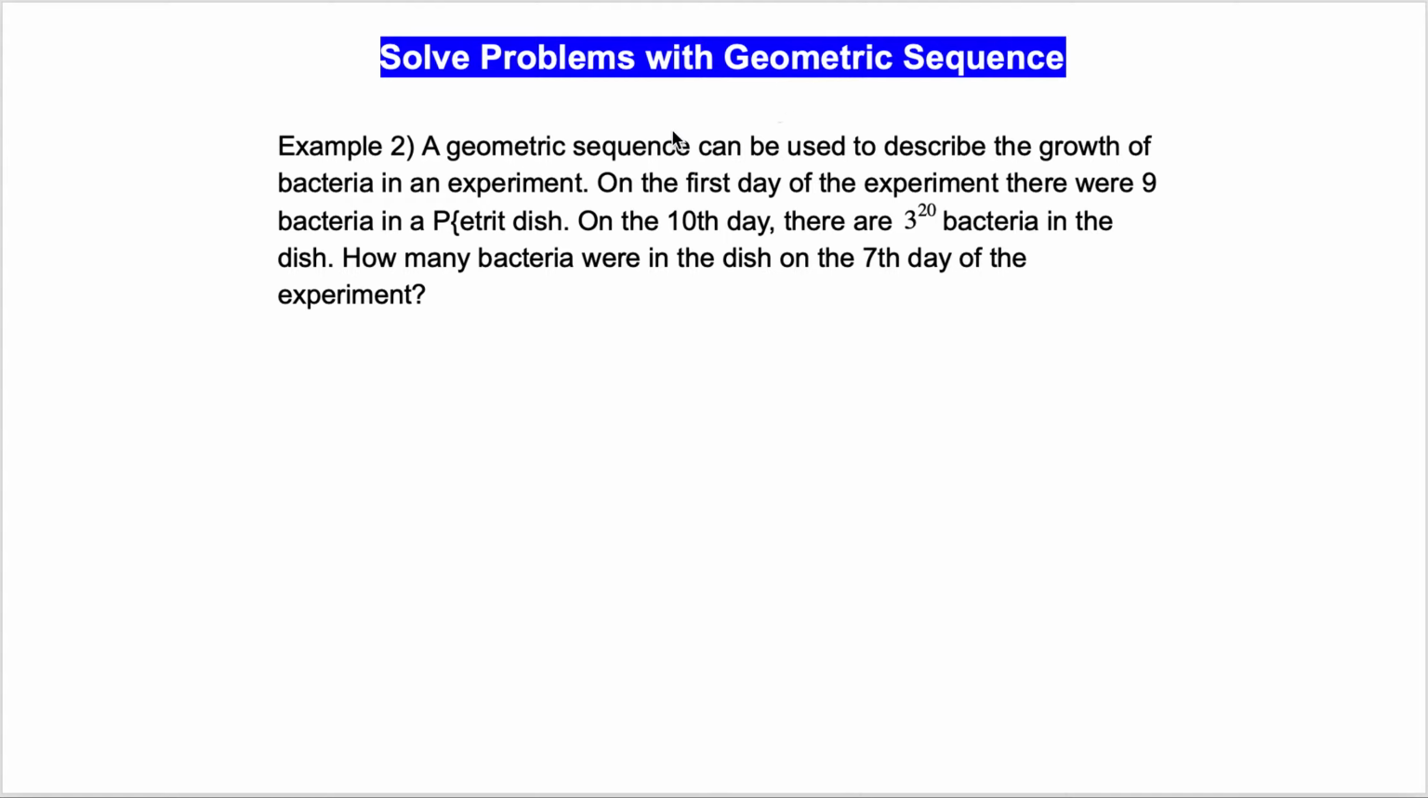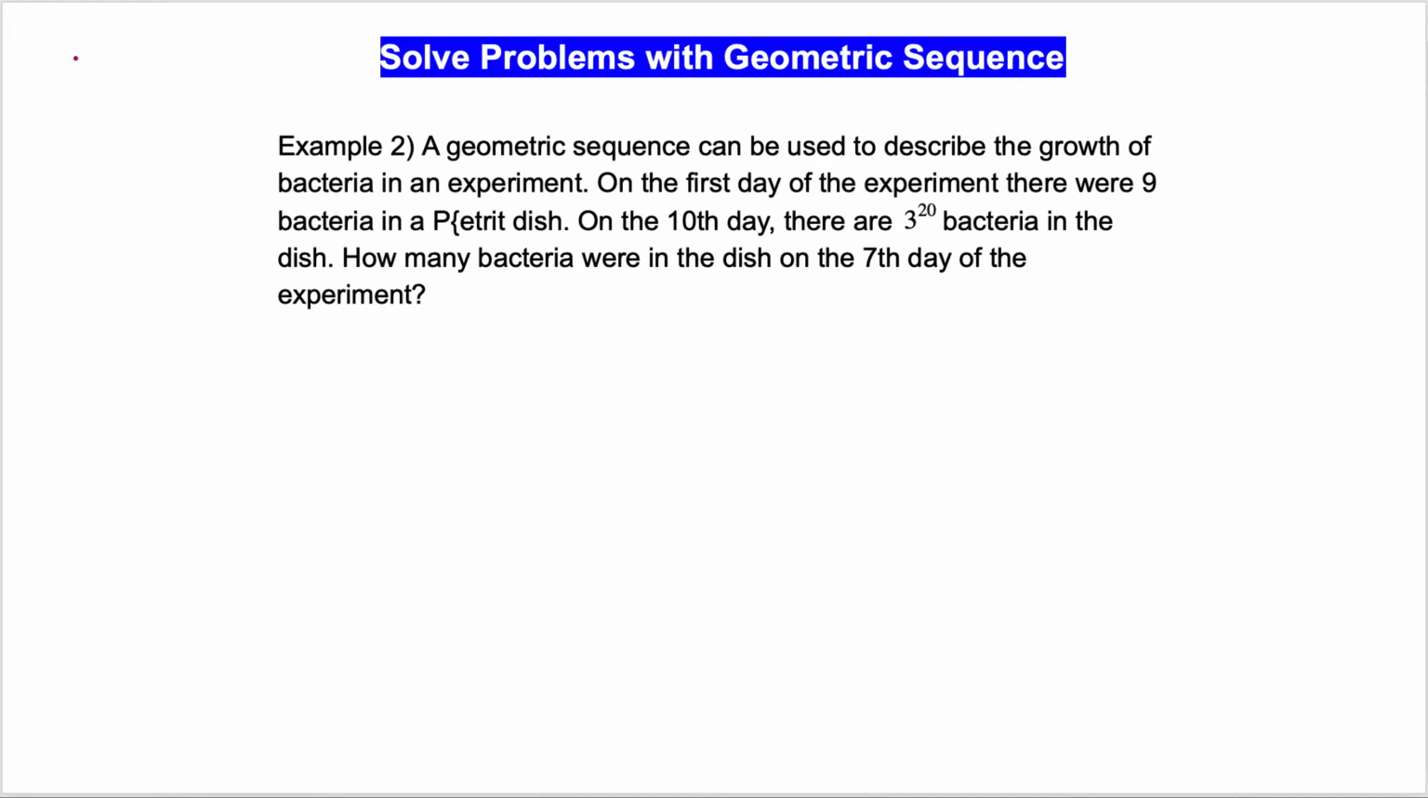With a geometric sequence. A geometric sequence can be used to describe the growth of bacteria in an experiment. On the first day of the experiment, there were 9 bacteria in a petri dish. On the 10th day, there are 3^20 bacteria in the dish. How many bacteria were in the dish on the 7th day of the experiment?